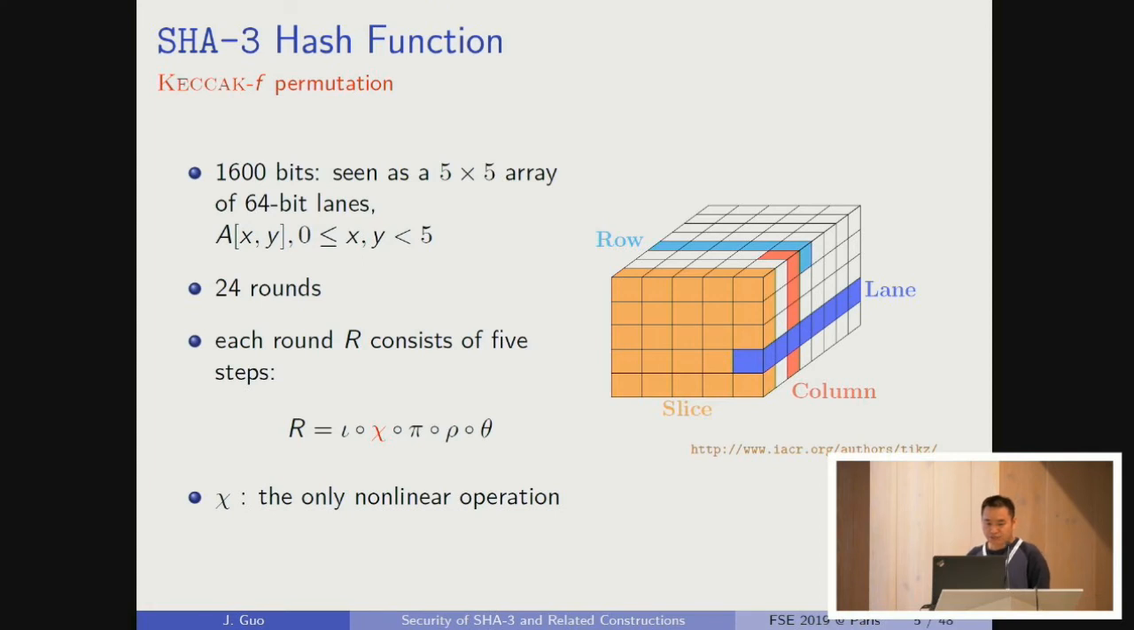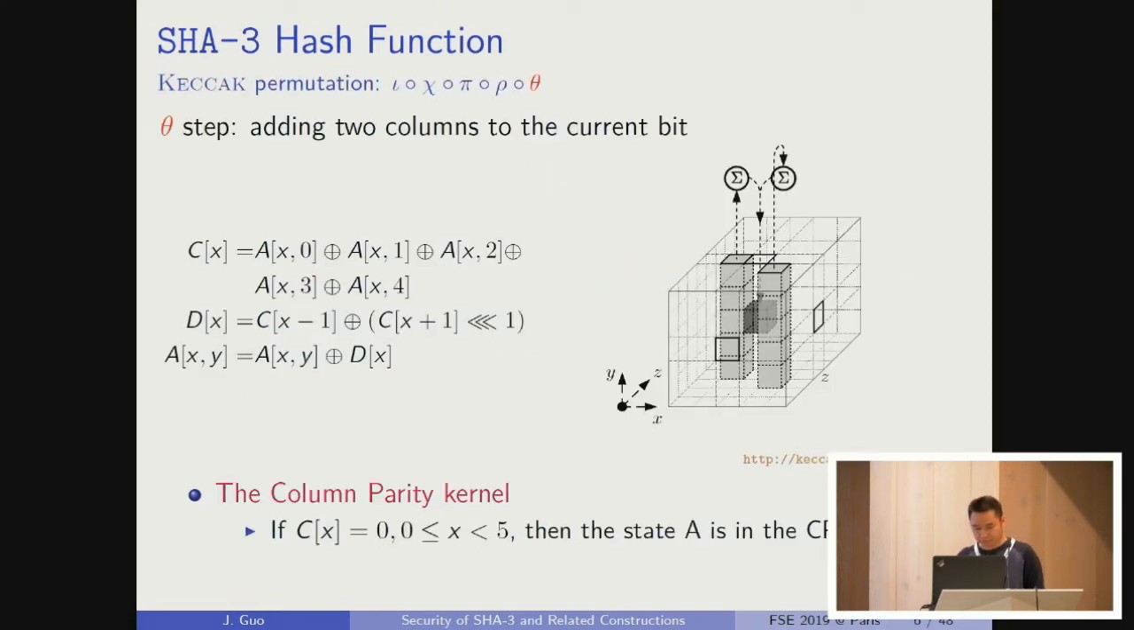For SHA-3, Keccak-f is the underlying permutation. It has a 1,600-bit internal state, which can be seen as a 5 by 5 array, each of them of 64 bits, and it has 24 rounds. Each round consists of 5 operations: theta, rho, pi, chi, and iota. We'll introduce each of the 5 operations. Note that chi here is the only nonlinear operation. All the rest are linear.